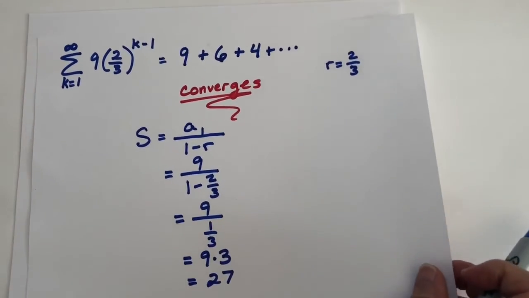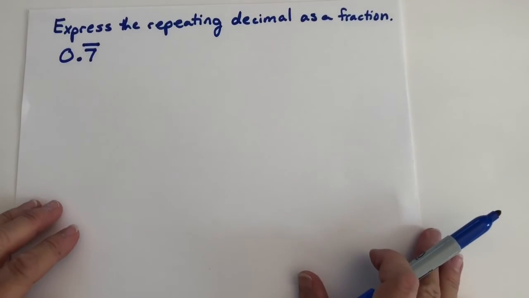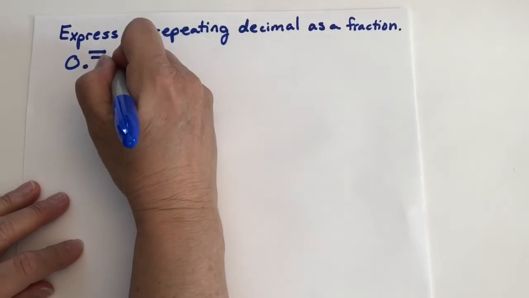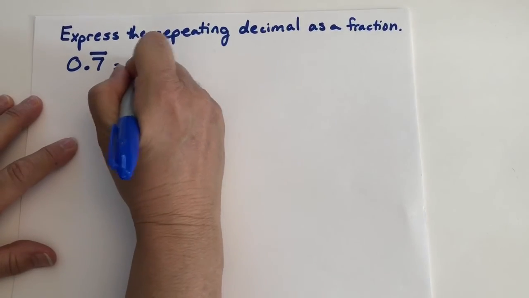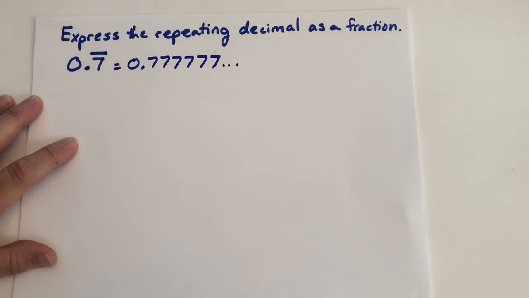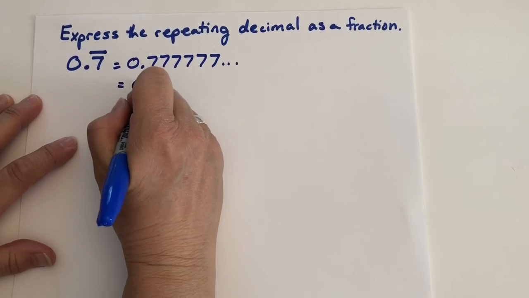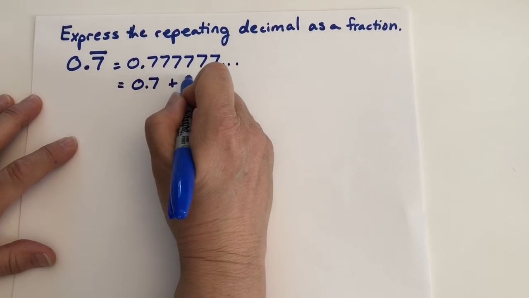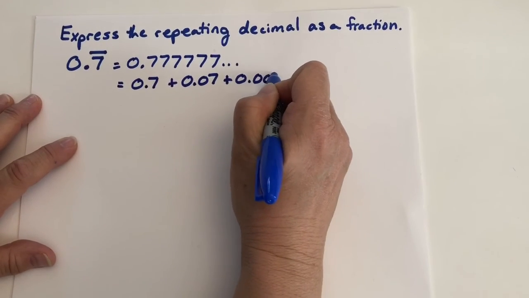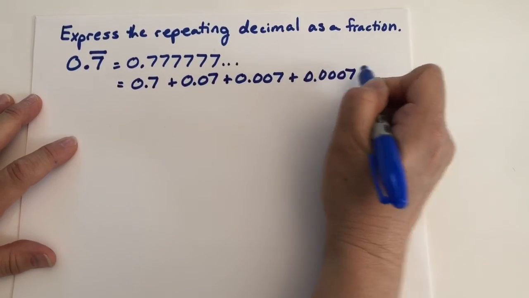Let's do one last problem. And this is to express this repeating decimal as a fraction. Remember, this is 0.77777, and the 7s go on forever. So we could write this as 0.7 plus 0.07 plus 0.007 plus 0.0007, and you could continue.